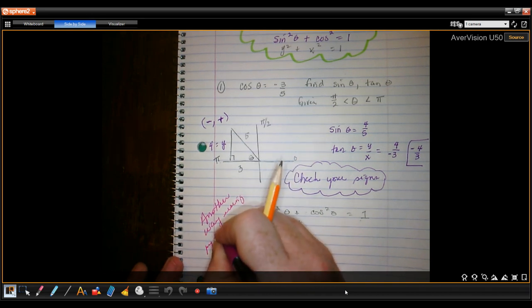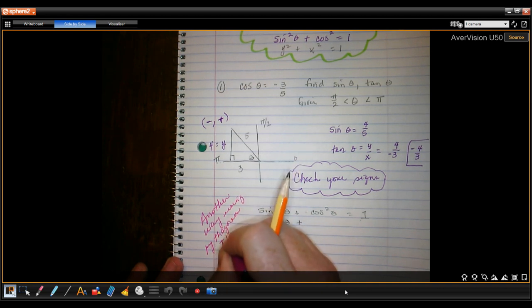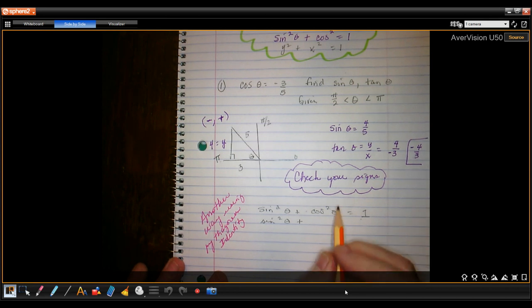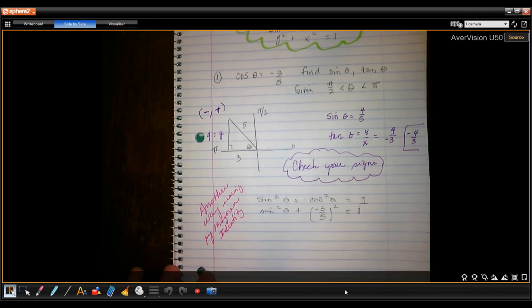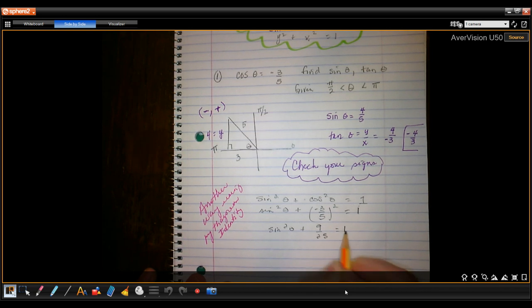Using the Pythagorean identity, sine squared plus cosine squared, and cosine squared is negative 3 over 5 squared, equals 1. And now you have kind of like an algebra problem. So quickly, sine squared theta plus, square that, is 9 over 25 equals 1.